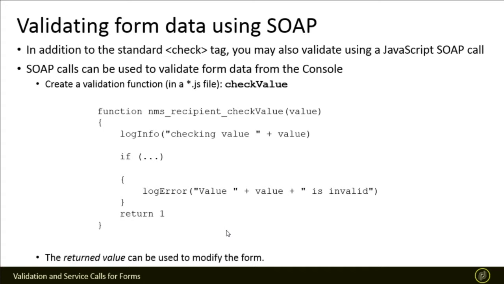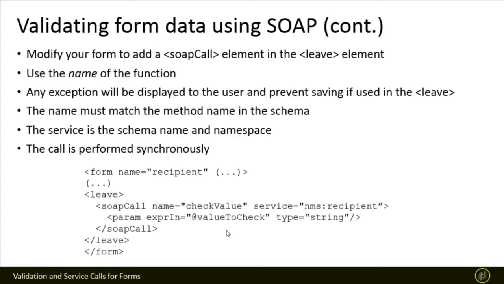The return value can be used also to modify the form. Now, if we want to validate form data using a SOAP call, we modify the form to add the SOAP call element into the leave element. So if you look down below, we're inside the form, and the name of the form is recipient. We've got the leave call on a particular field, and then we've got the opening tag of the SOAP call, and then the closing tag.